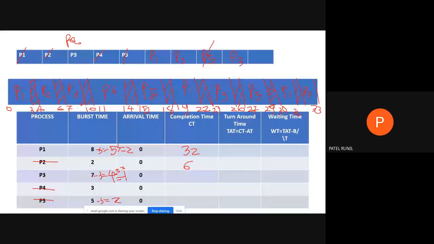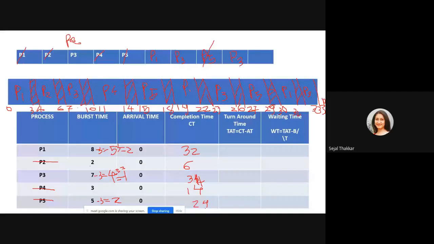No, ma'am, it will not be 33, it will be 34. How? Ma'am, P1 completed at 32 and context switching happened at 33, so 1 unit is remaining, so it will complete at 34. Yes, he is right actually, 34. Okay, fine. Then what is the completion time of P4? What is the completion time of P5? 29.